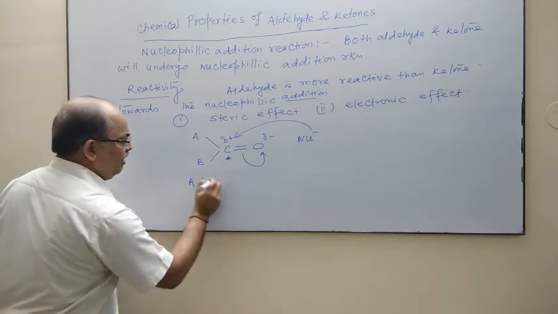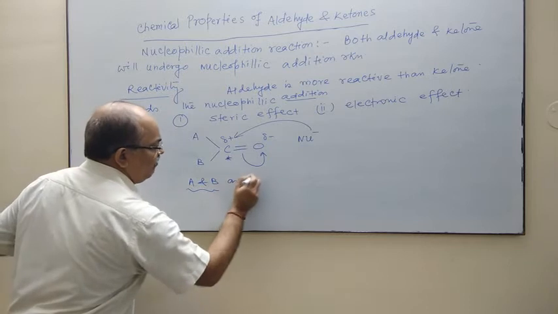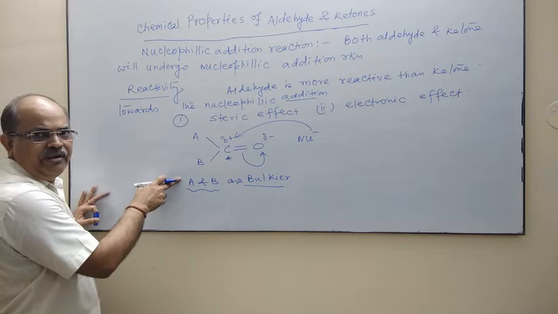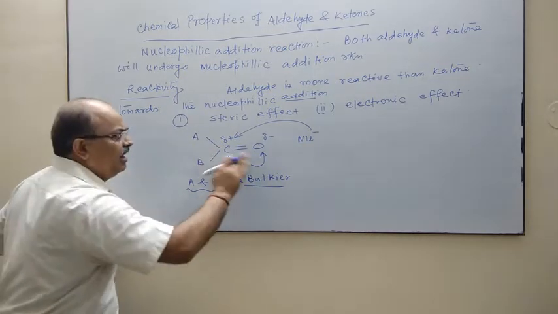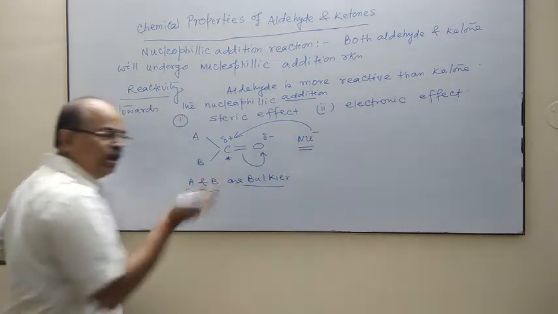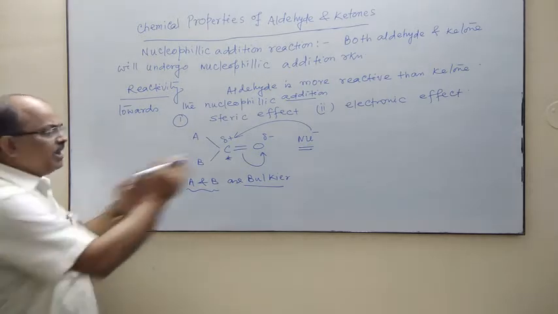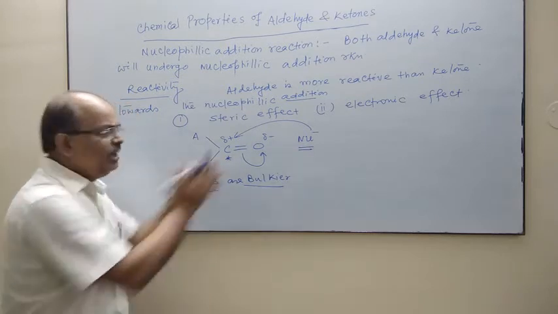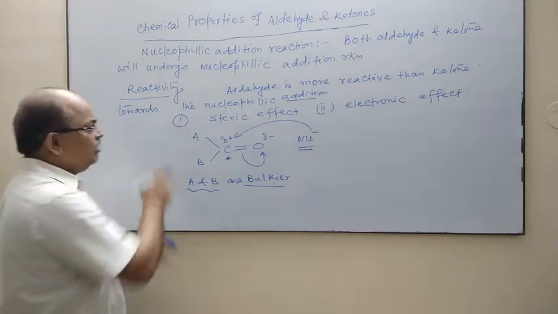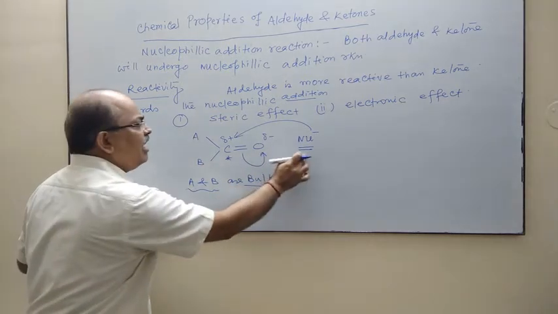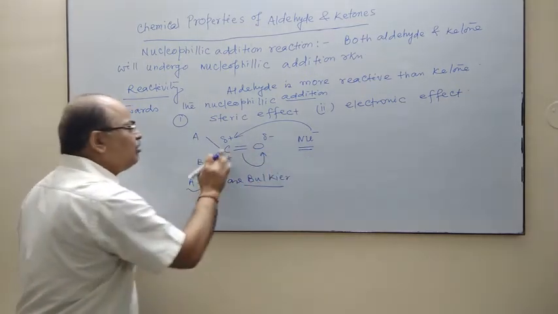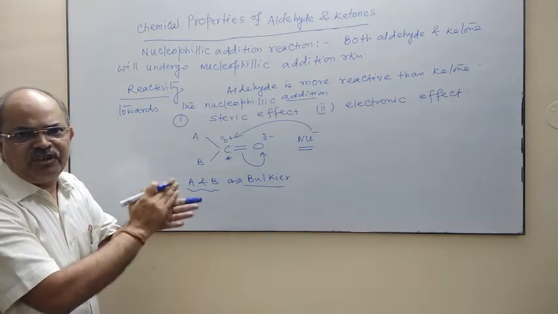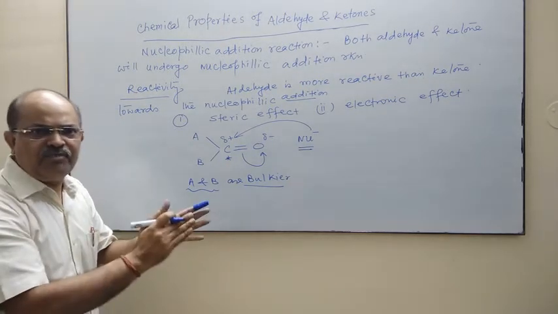If A and B are bulkier, then what will happen? They will sterically hinder the attack of this nucleophile. They will stop the attack of this nucleophile, they will oppose it. So they will sterically hinder the attack of this nucleophile. And when the nucleophile will not attack, naturally the nucleophilic addition is not possible, or it will occur at a very slow rate.